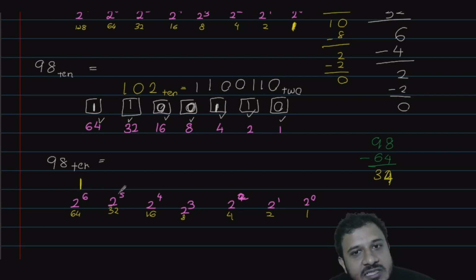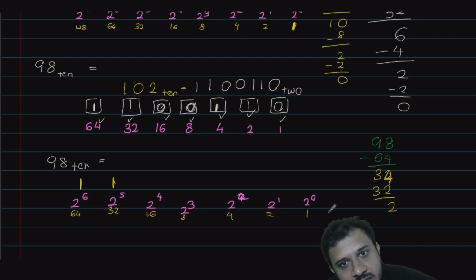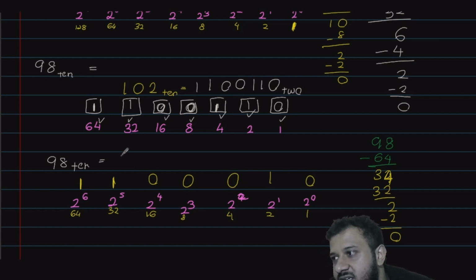Then can I take a 32 out of 34? Yes, I can. What will be left over then? That will be a 2 left over. Can I take a 16 out of a 2? No. 8 out of a 2? No. 4 out of a 2? No. 2 out of a 2? Yep, I can take a 2 out. Then can I take a 1 out of a 0? No. So what is my answer? 1, 1, 0, 0, 0, 1, 0, base 2.